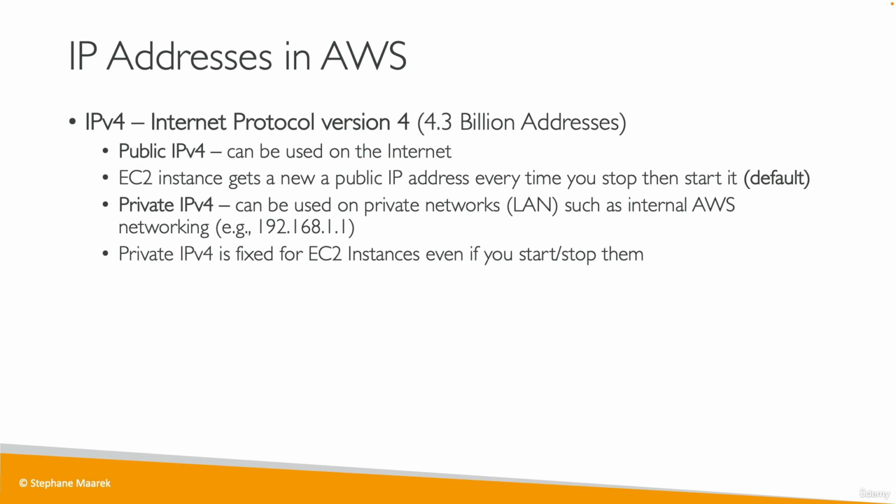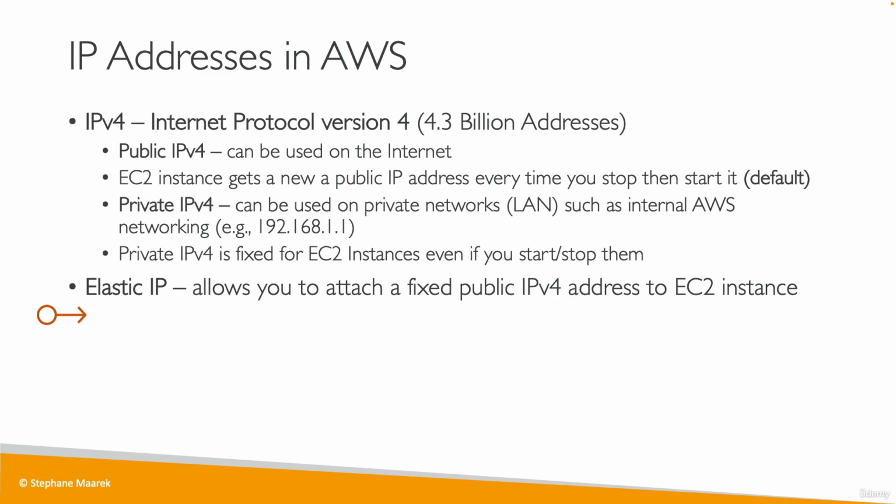Which brings us to the concept of elastic IPs. So elastic IPs allow you to create a fixed IPv4 address, and then you can attach it to your EC2 instance. So even if you stop your EC2 instance and then you start it, as long as it has the elastic IP attached to it, it's going to keep the same public IPv4. So that can be desirable, but there's a cost to it.